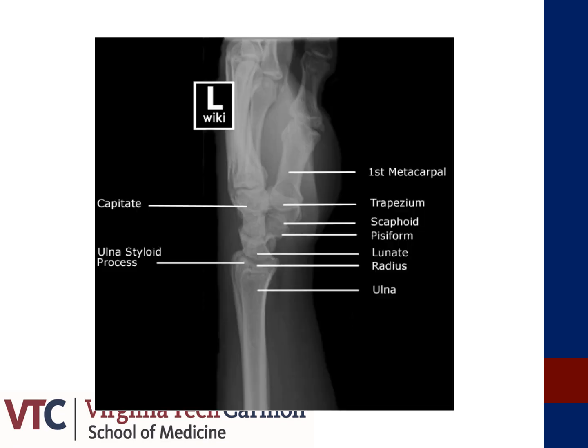And again, this is looking at the x-ray from a lateral position. I think the key things to note here are looking at the relationship of the capitate, lunate, and the distal radius. That should be one single line.